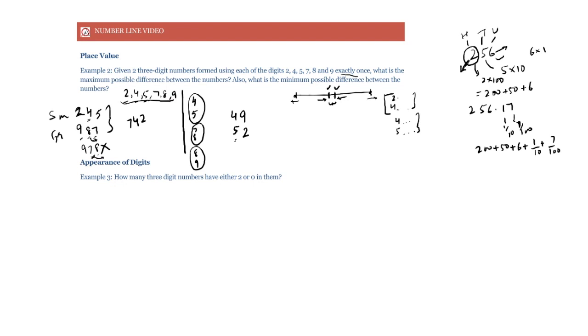Now, what are the digits remaining? Now we have 8 and 7 remaining. So since we want the smaller number to be as great as possible, we'll give 8 to this and we'll give 7 to this to get a difference of 29 between them.